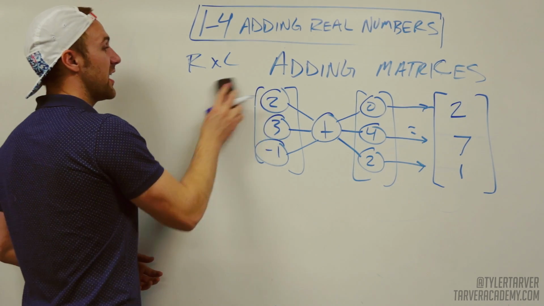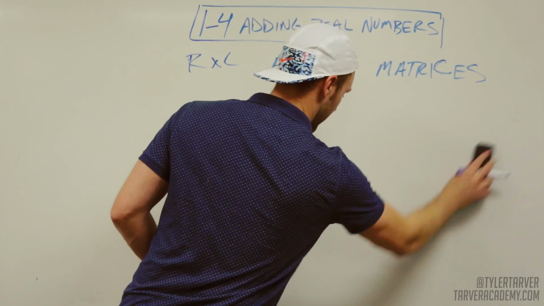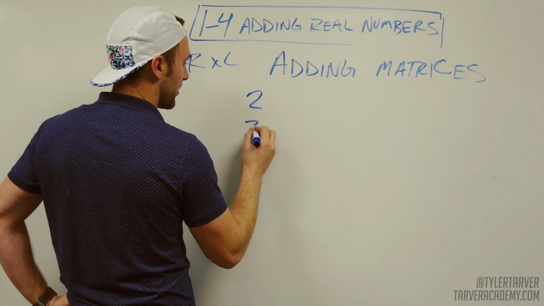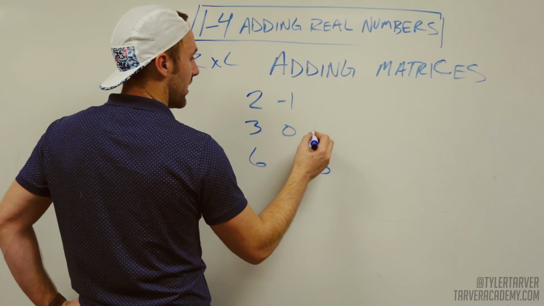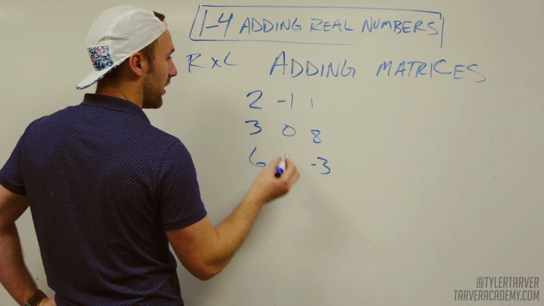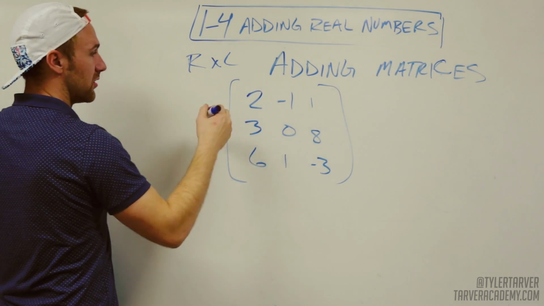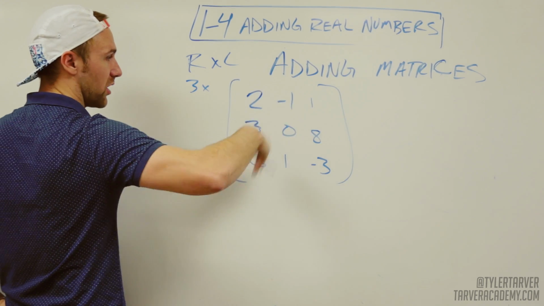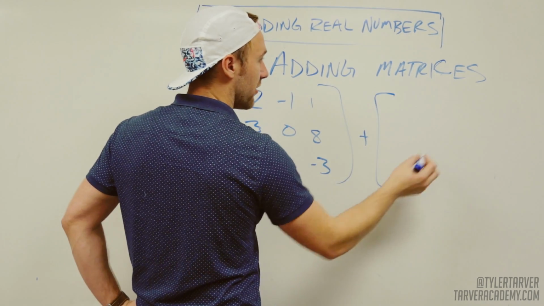Now I'm going to show you a little bit heftier one, and then we'll move on. Let's do 2, 3, 6, 0, -1, -3, 8, 1, 1. So we've got 3 rows, 1, 2, 3, by columns, 1, 2, 3. So a 3x3. Let's add that to another 3x3.